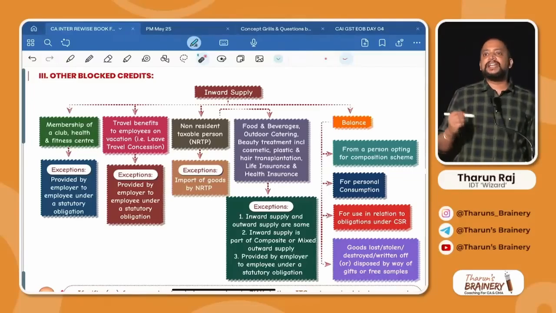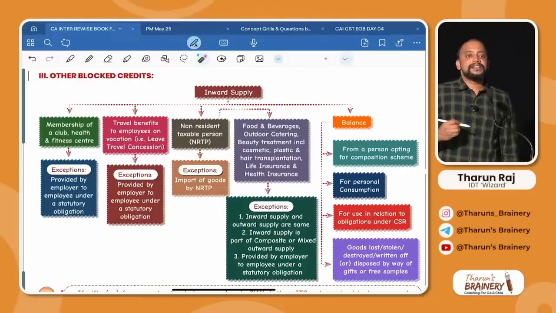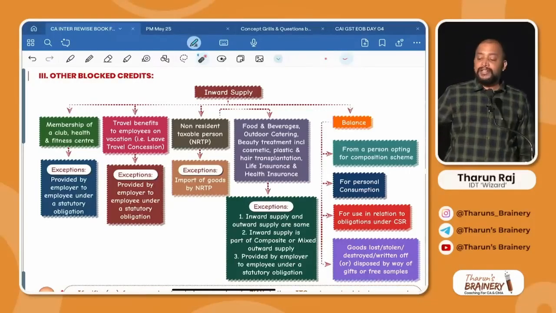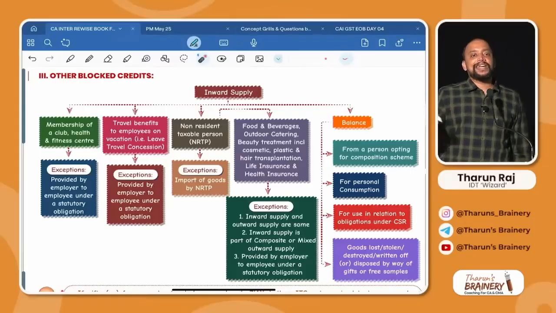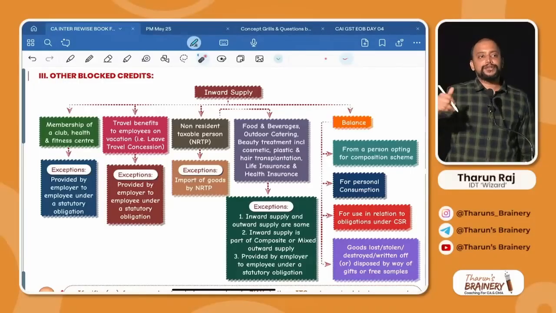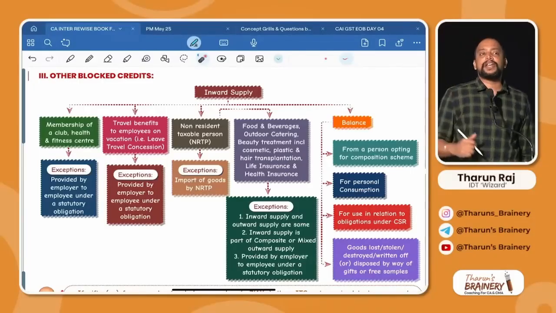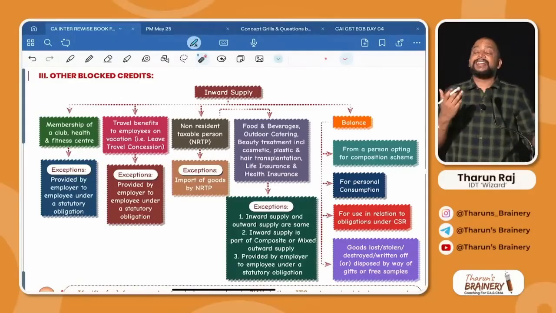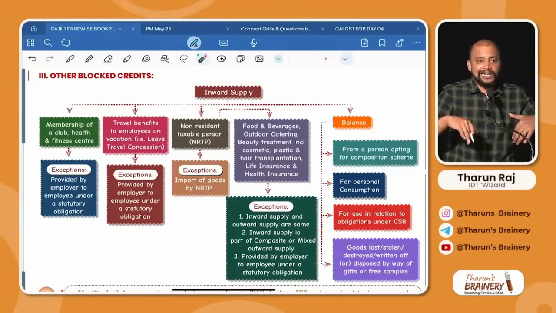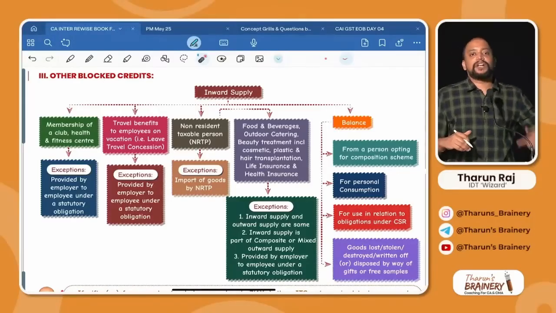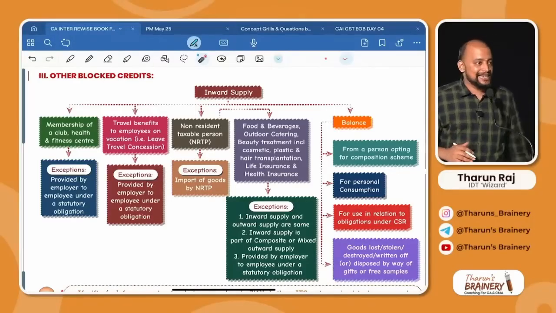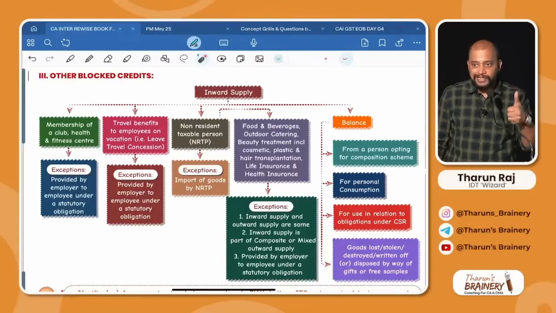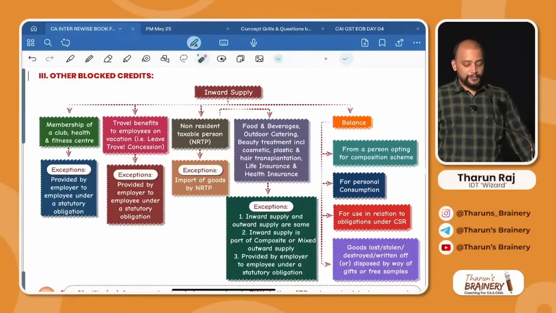Example, Neyveli Lignite Corporation is required to take membership of a social club for their employees who are working in the coal mines. Workers who are working in the coal mines, they need to take membership of a social club for recreation purpose. As it is under a statutory obligation, whatever GST they paid on that membership fees, they can take as ITC, because it is under a statutory obligation by employer to employee. Got it?